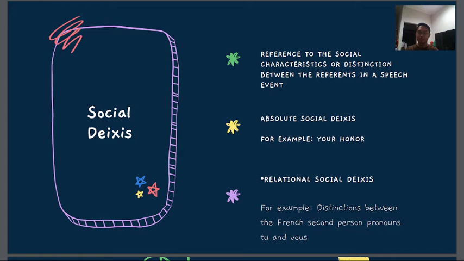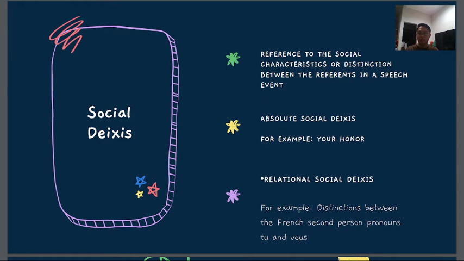The last one is social deixis. Social deixis concerns the aspect of sentences which reflect certain realities of the social situation in which the speech act occurs. There are two kinds of social deixis.